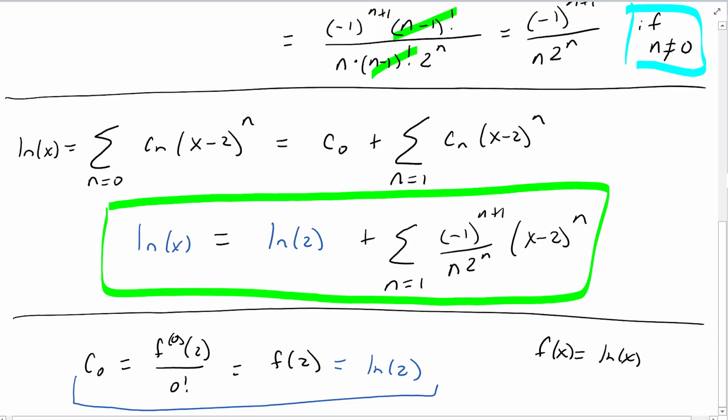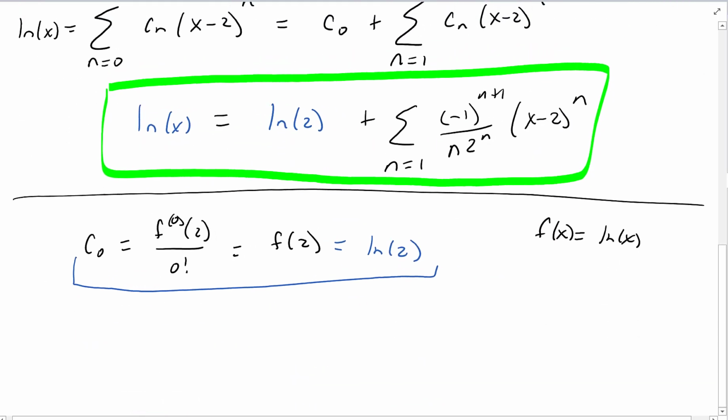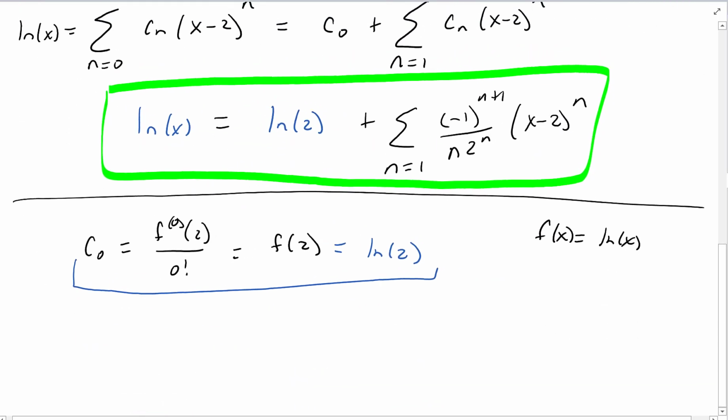Substitute my c sub n. And then look at this thing and say, okay, what's c sub 0? c sub 0 is the original function divided by 0 factorial, which is 1. So it's the original function at our x value. So that is our natural log of 2.